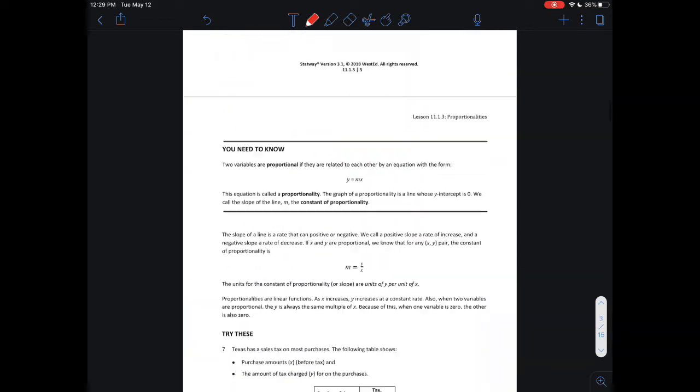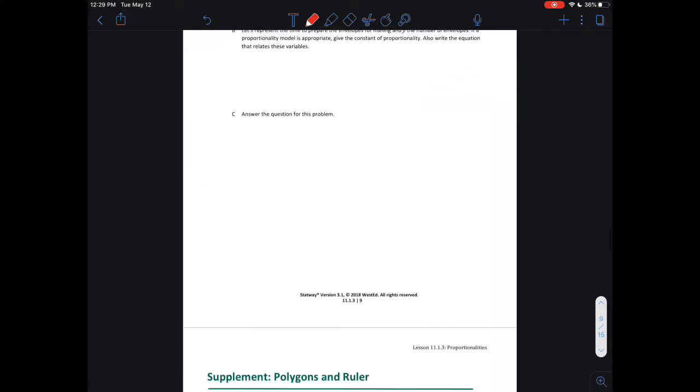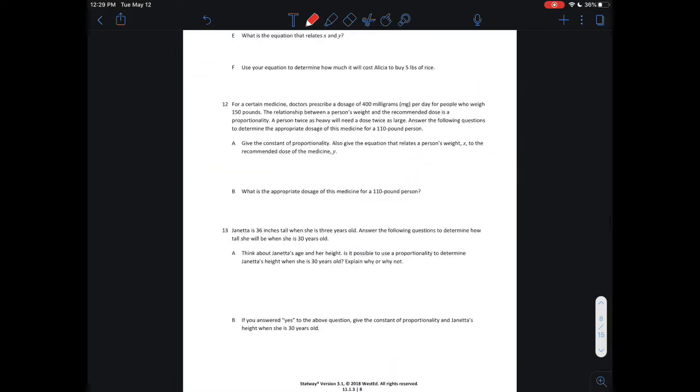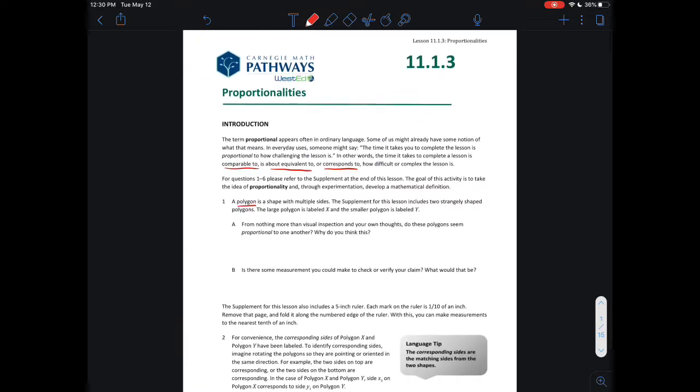So if you're looking at those shapes, you can clearly see that one is bigger than the other. As they said, X is the larger polygon and Y is the smaller one. But do they seem to relate to each other? Do they seem similar somehow? So think about that. You can write whatever answer you want for part A. That's just an opinion question.